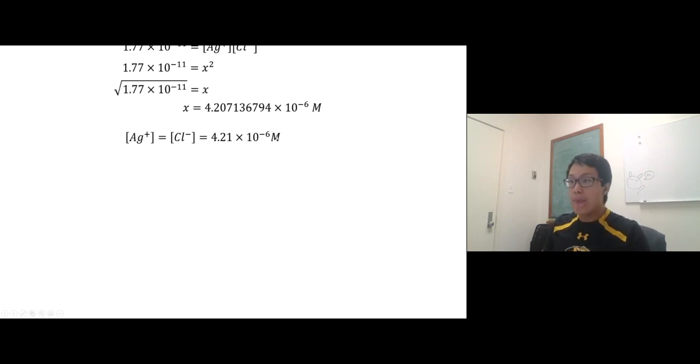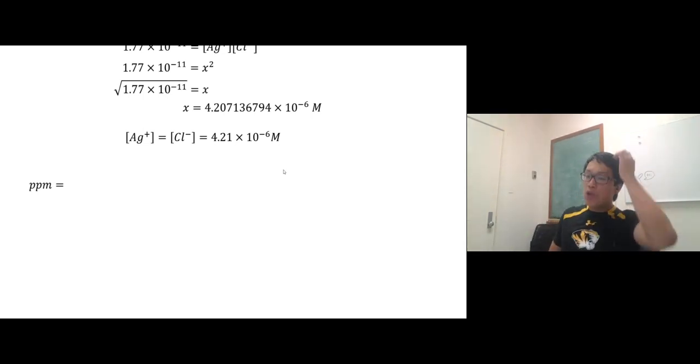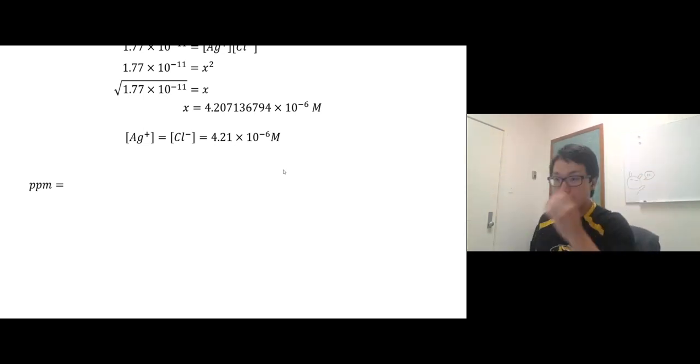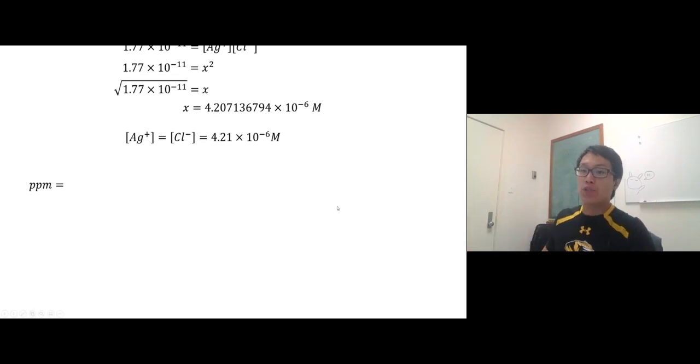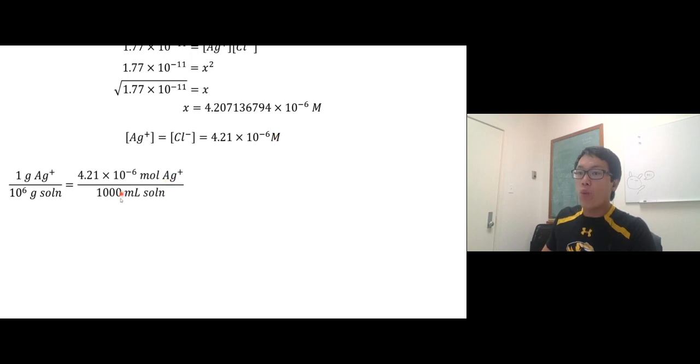Well, the question asks for ppm, right? The concentration of silver ion in ppm. But if you write just ppm like that, you're not going to get that unit. You have to go to the definition of it. ppm is parts per million, right? So we go 1 gram of silver ion per 10 to the 6 gram of solution. Right now we have 4.21 times 10 to the negative 6 mole of silver ion per 1 liter, or 1,000 milliliter solution.